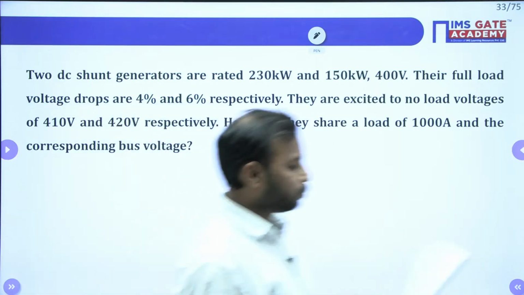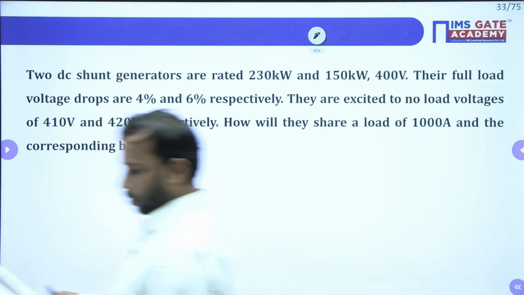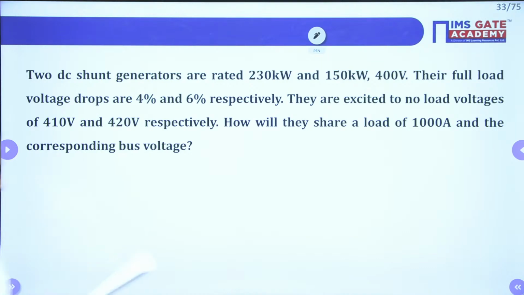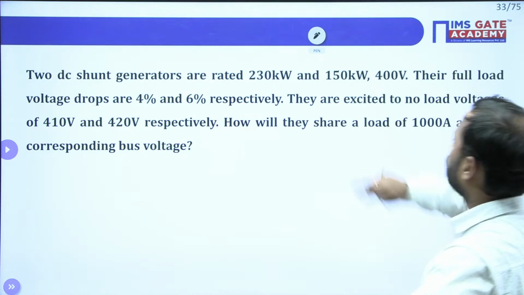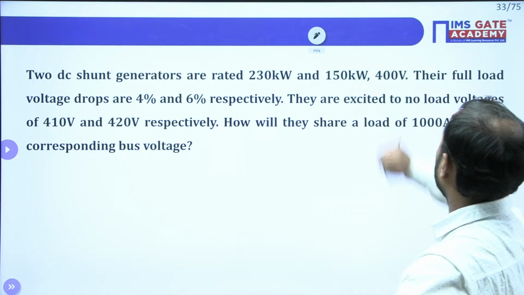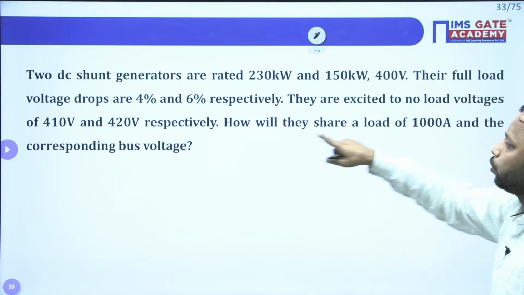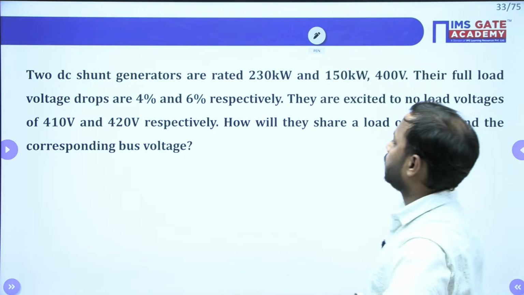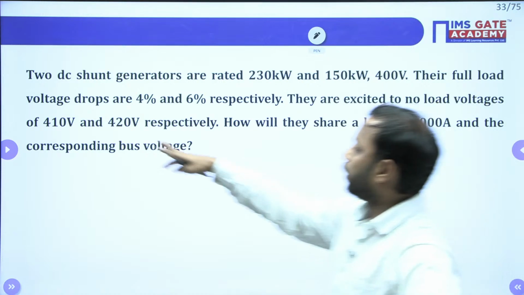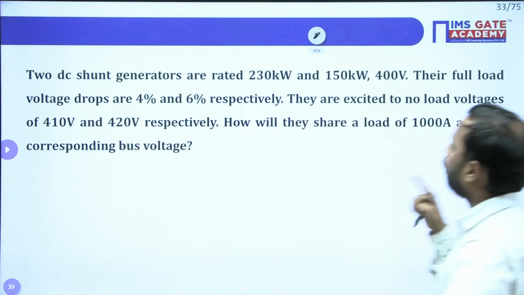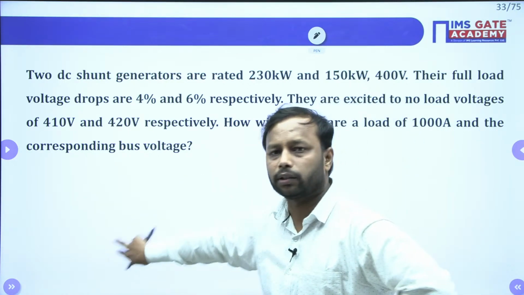All right. Now let us move ahead with the next question. That is the last question from the DC machine. So two DC shunt generators are rated at 230 kilowatt and 150 kilowatt, 400 volt. So this is terminal voltage VT. Their full load voltage drops are 4% and 6% respectively. They are excited to no load voltages of 410 and 420 volt respectively. How will they share a load of 1000 ampere, and what is the corresponding bus voltage?